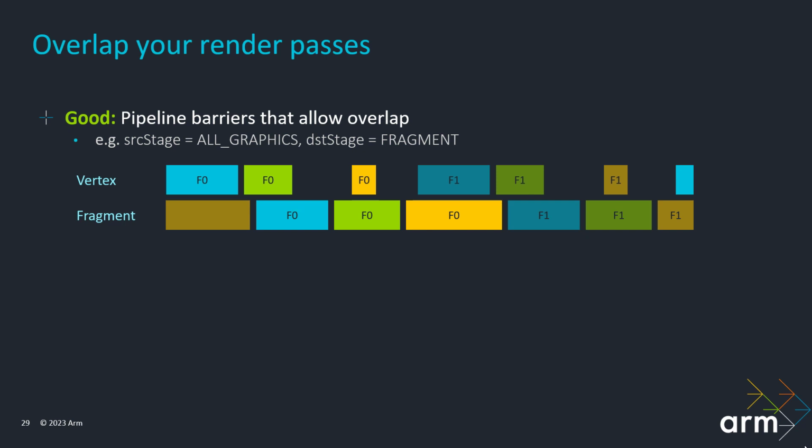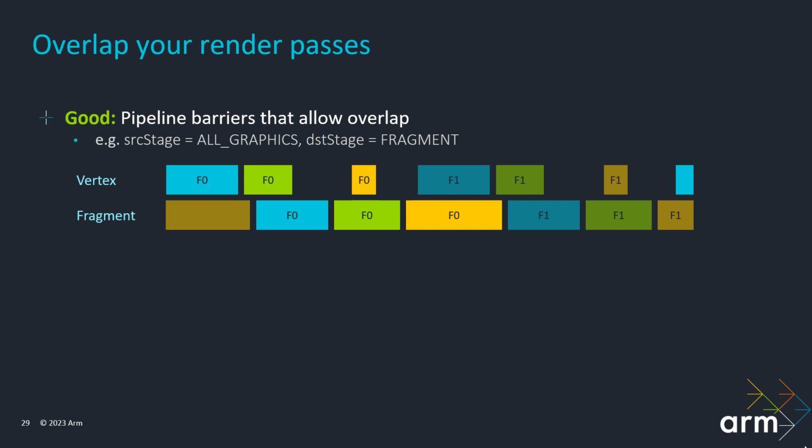Generally, the most common use case is a fragment shader rendering to a texture that is read by a later fragment stage. To achieve that with pipeline barriers, set source stage to all graphics, set dst stage to fragment. This allows all the stages prior to fragment to run before the earlier work is completed. So here in yellow, you can see the F0 vertex work is running while the green F0 fragment work is still running. In terms of behavior, you can see the fragment pipeline, which is our most heavily loaded in this diagram, is staying busy all the time.